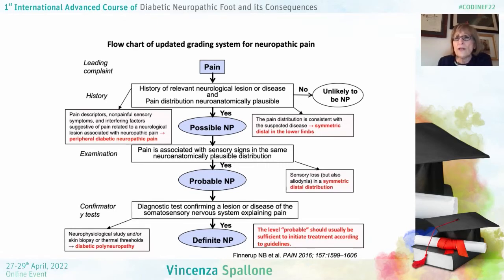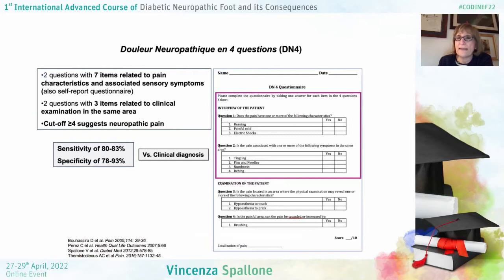And for painful diabetic polyneuropathy, we should check for the characteristic of pain, for the regional distribution, for the sensory loss in a symmetric distal distribution, and we can also look for a defined diagnosis, but the level of probability should usually be sufficient to initiate treatment according to guidelines.